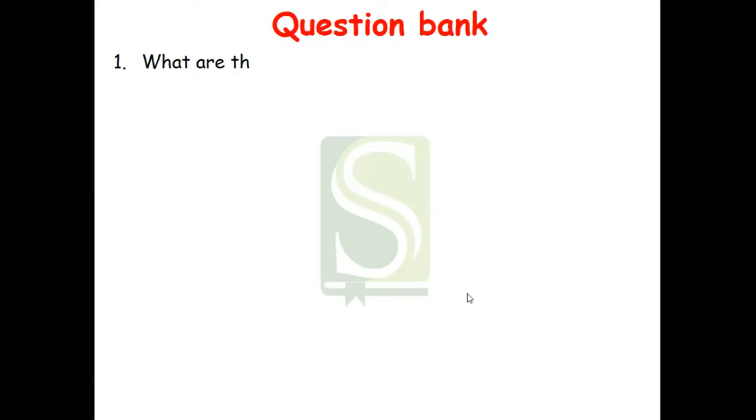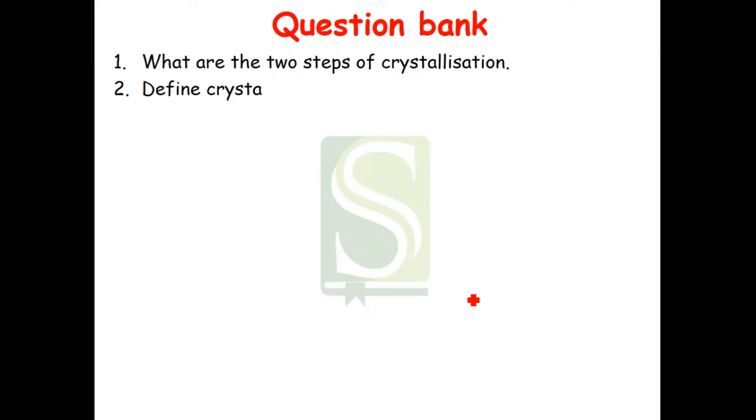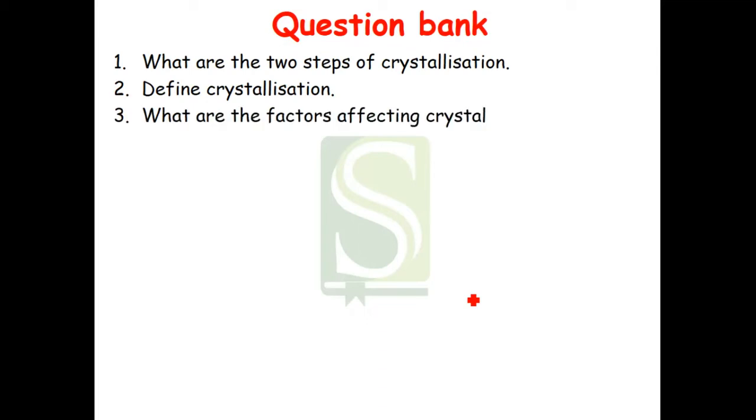Now let us see the commonly asked questions about this experiment. The first very commonly asked question is, what are the two steps of crystallization? We have already discussed: one is nucleation and the second one is crystal growth. Then the definition of crystallization, then the different factors which affect the process of crystallization. Then polymorphism is also a term.